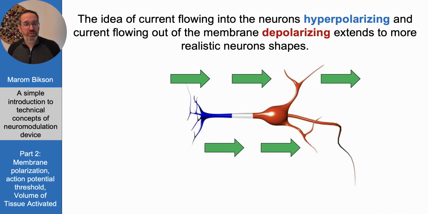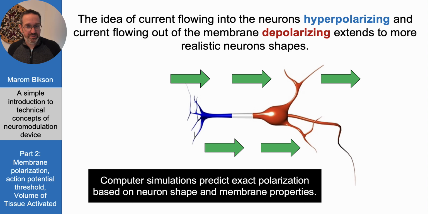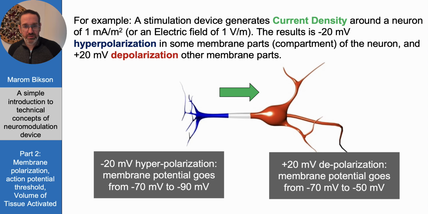So hyperpolarization, depolarization as an inevitable consequence of generating a current density, which is an inevitable consequence of passing current out of our device. And we have computer simulations, again, that can predict exactly how much polarization you'll see in which part of the neuron, but they will generally respect this kind of cartoon level intuition that I've shown you here. Okay, how much does matter?